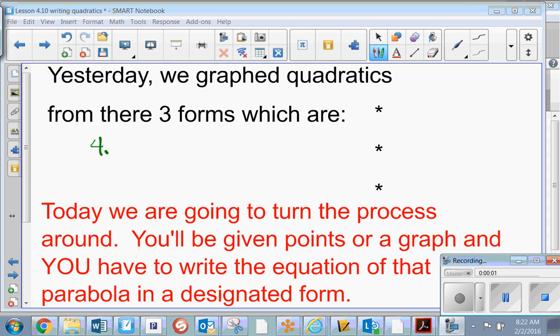Points in, so it's like nice. And basically what we're going to do today is we're going to turn around the process we did yesterday.